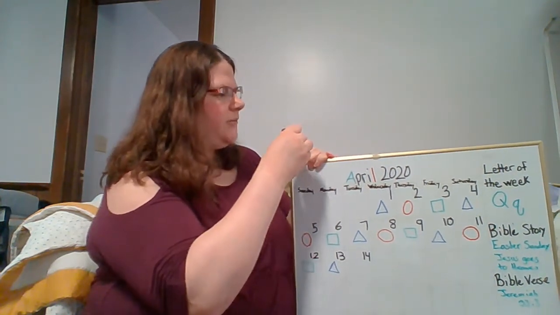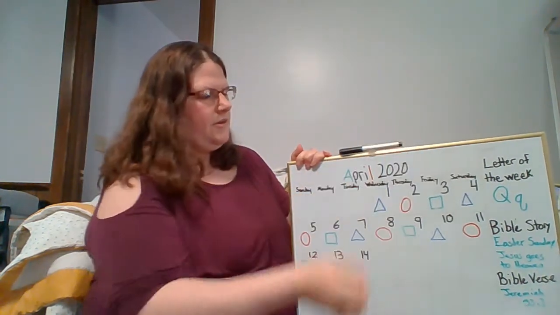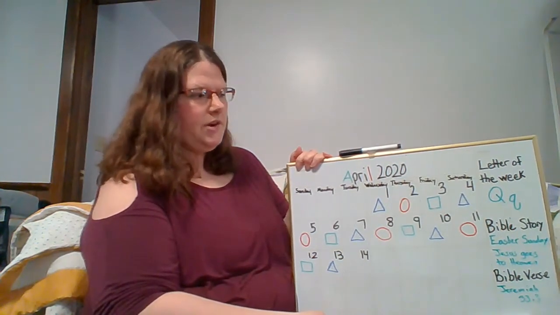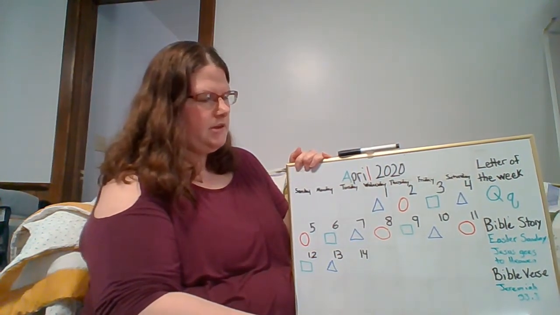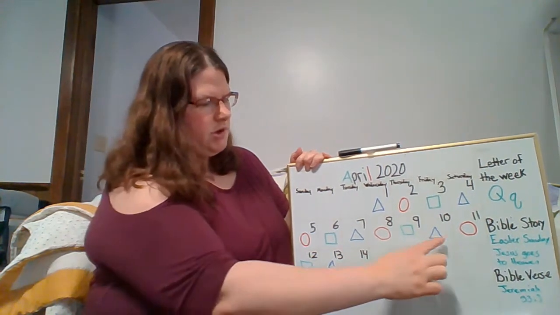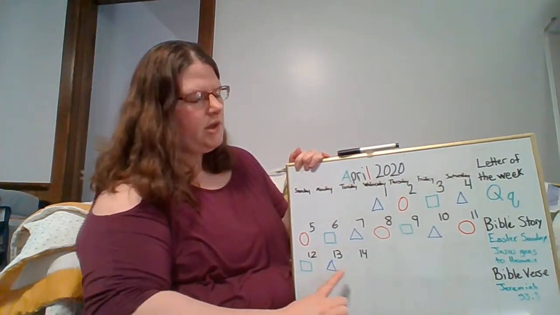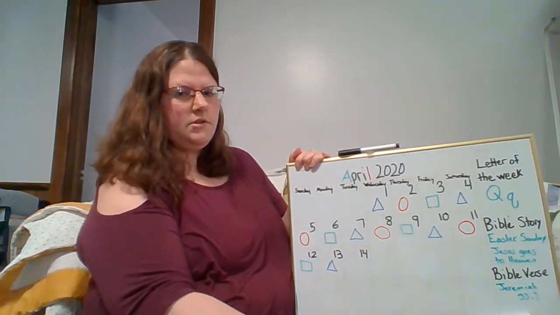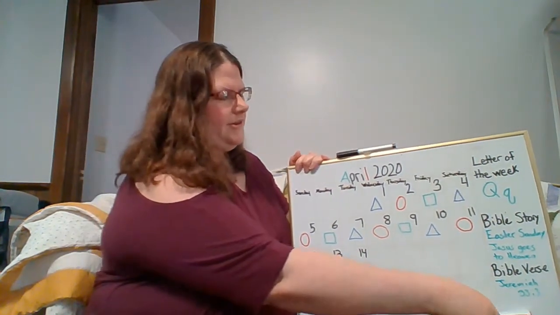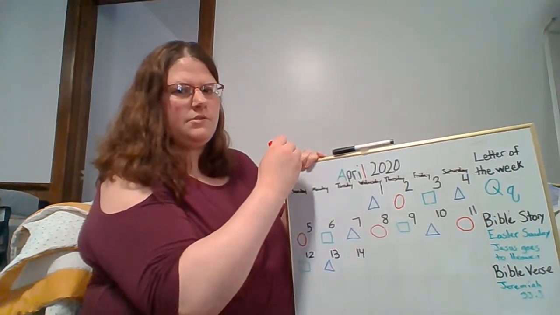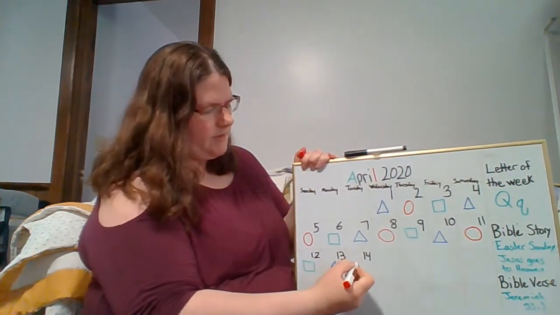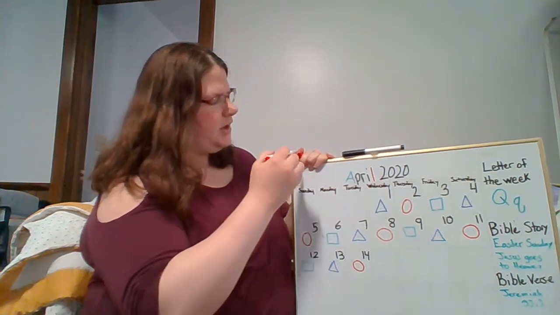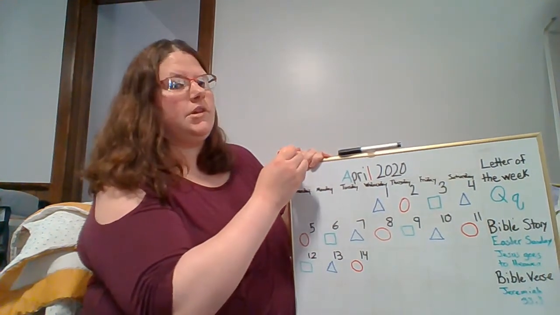Okay, and we've got our pattern going. Who can tell me what shape we have next in our pattern? Let's see here. We have triangle, circle, square, triangle, circle. What color is our circle? Red. And how do we know it's a circle? Because it doesn't have any edges. No corners, no edges. It's round. It's a circle.